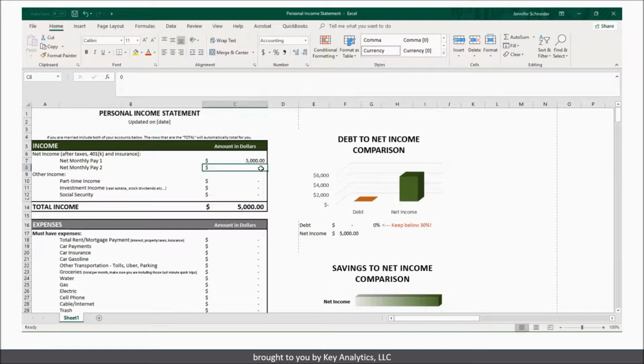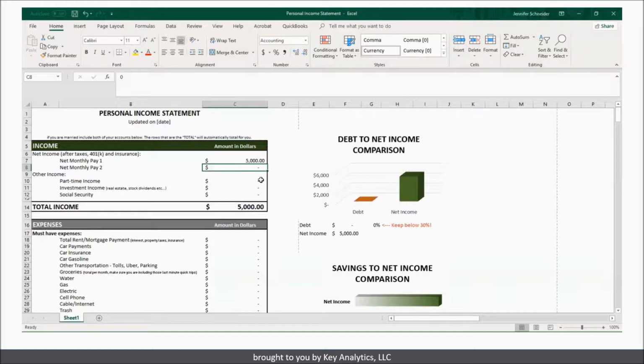A 401k is not easily accessible. It's a retirement account. You're penalized if you access it. So I don't want to include that in my net income. Only dollars that I can use for expenses or anything easily in any given month. So your checking and your savings account, those net numbers, let's put them here.